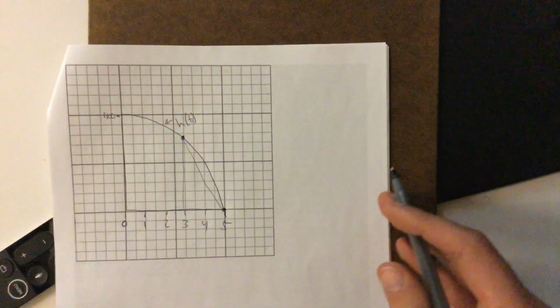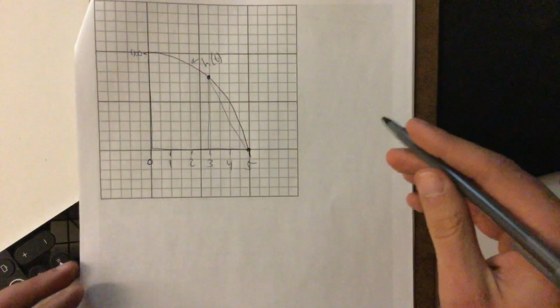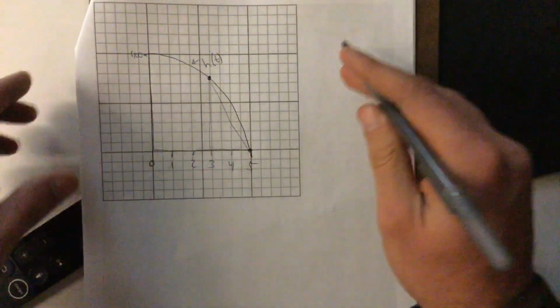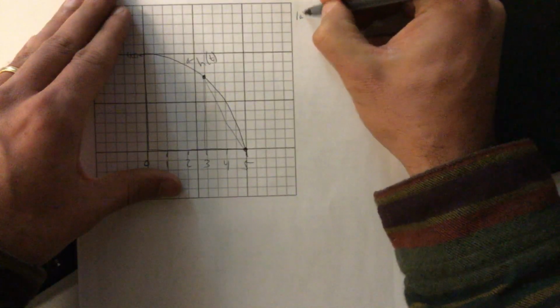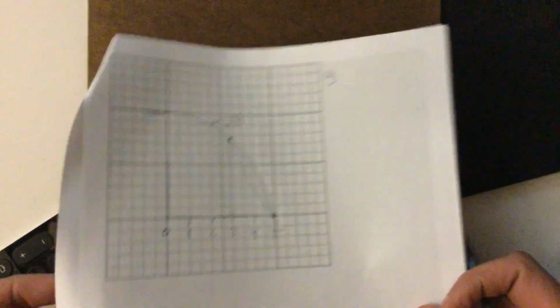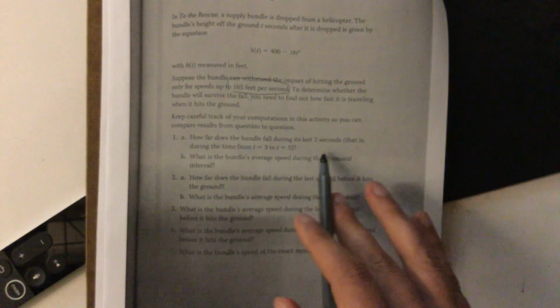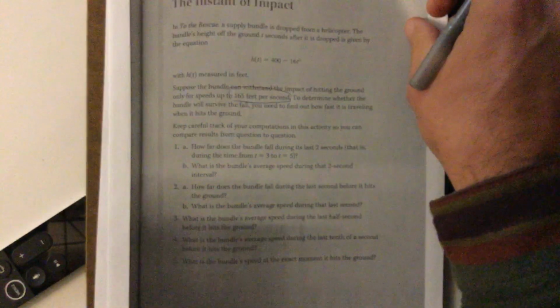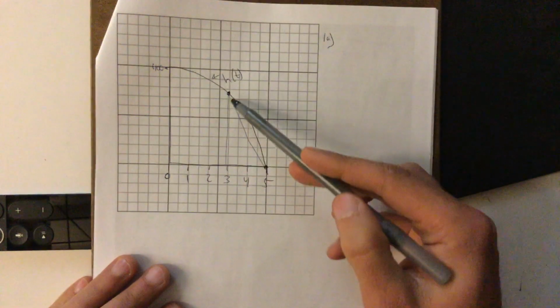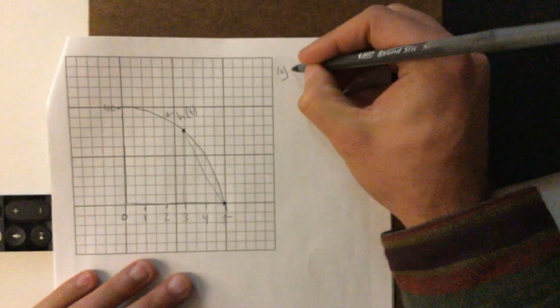So what we need to find out is, let's see, what question are we on? 1a. We need to find out how far does it fall during the last 2 seconds. So from the time t equals 3 to t equals 5, well, that's just going to be the height at time t equals 3.